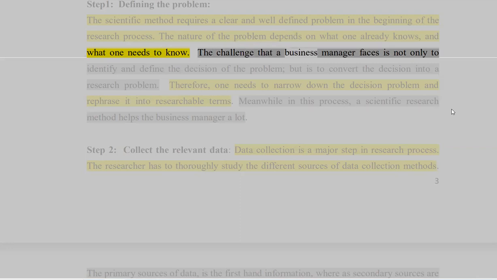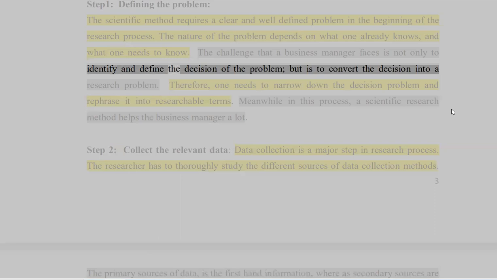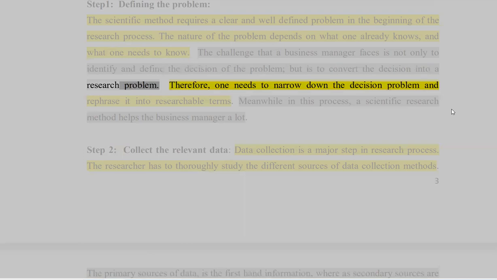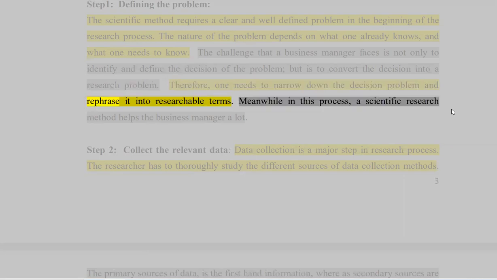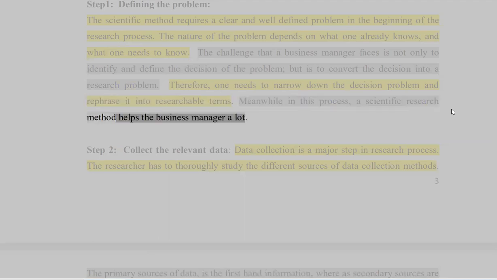The challenge that a business manager faces is not only to identify and define the decision problem, but to convert the decision into a research problem. Therefore, one needs to narrow down the decision problem and rephrase it into researchable terms. Meanwhile, in this process, a scientific research method helps the business manager a lot.